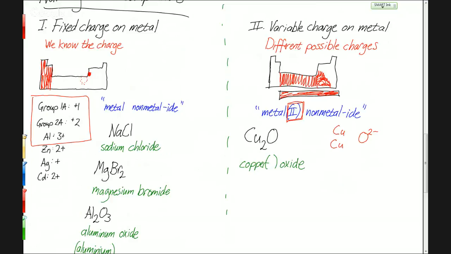So what does the charge of each copper have to be so that the whole compound is neutral overall? Each copper should have 1 plus. Yeah, each copper needs to be +1. And that way we have overall 2 plus and 2 minus. So then to finish our name, we're going to put a 1 in the parentheses. And this is copper(I) oxide.